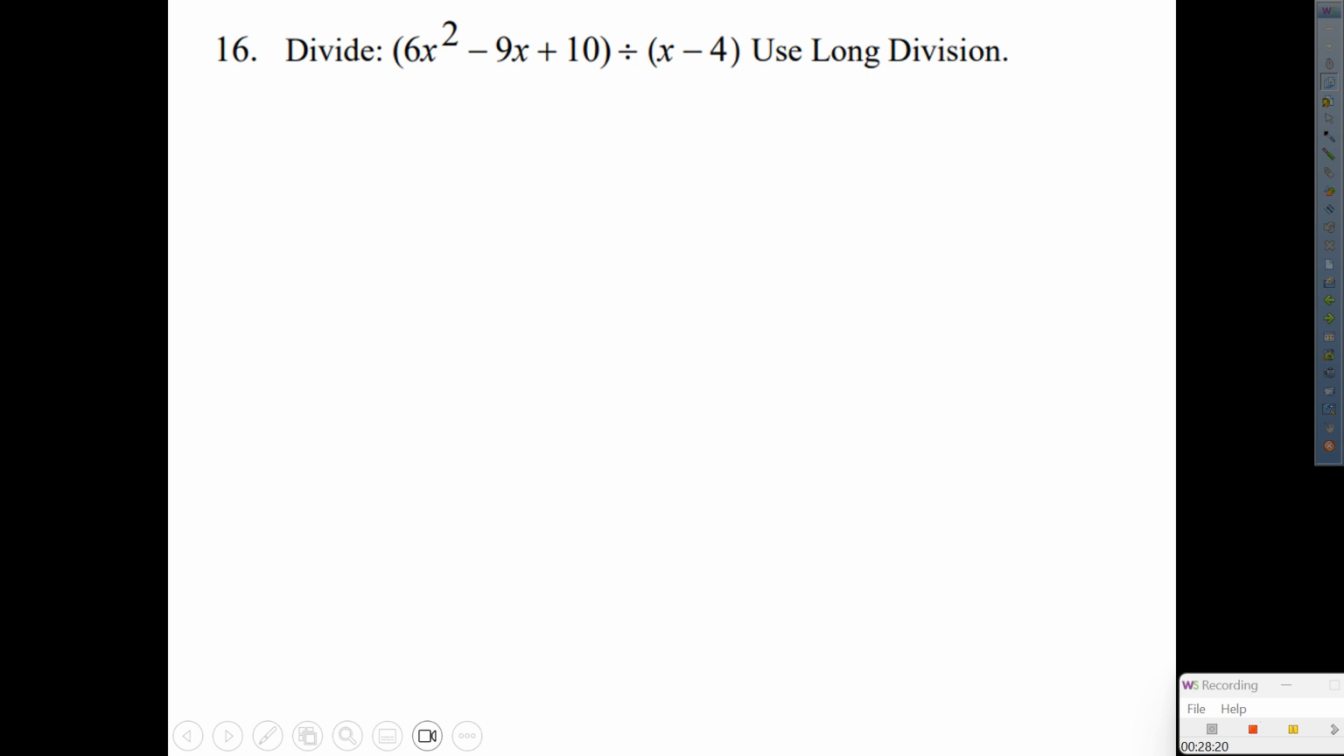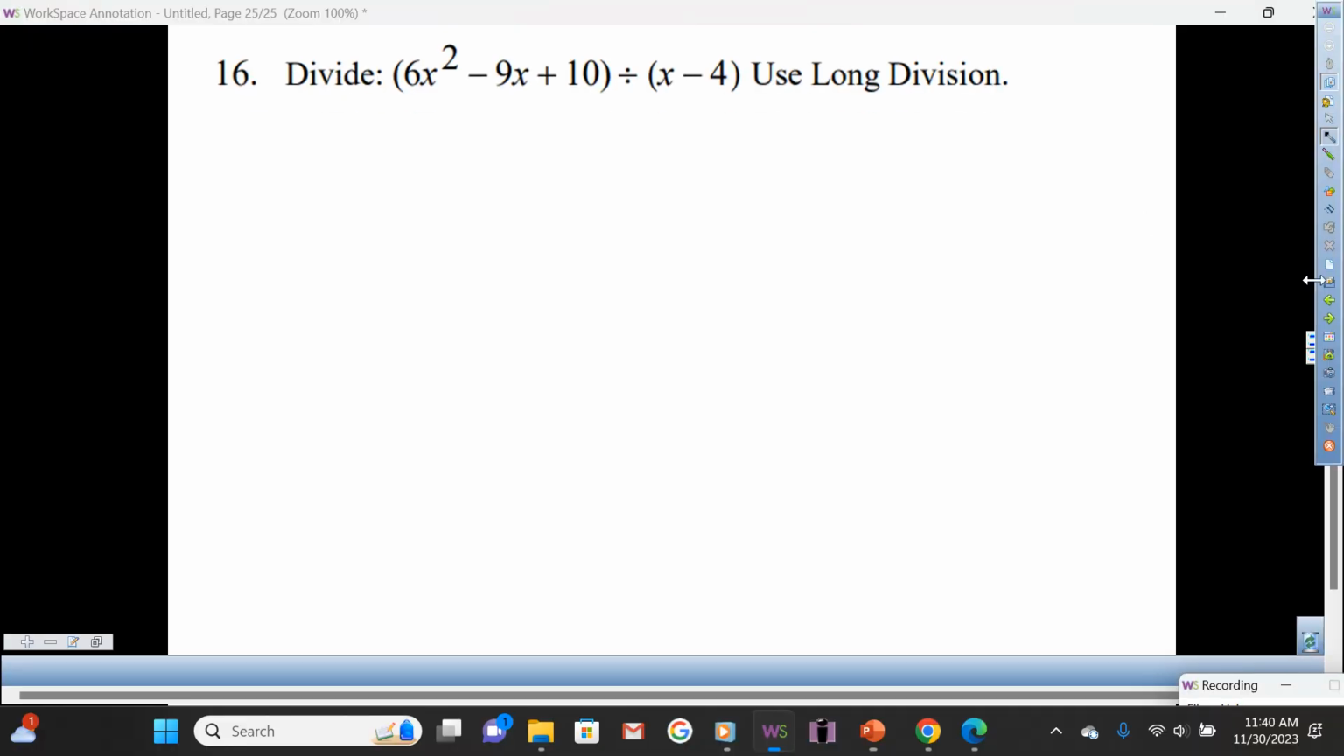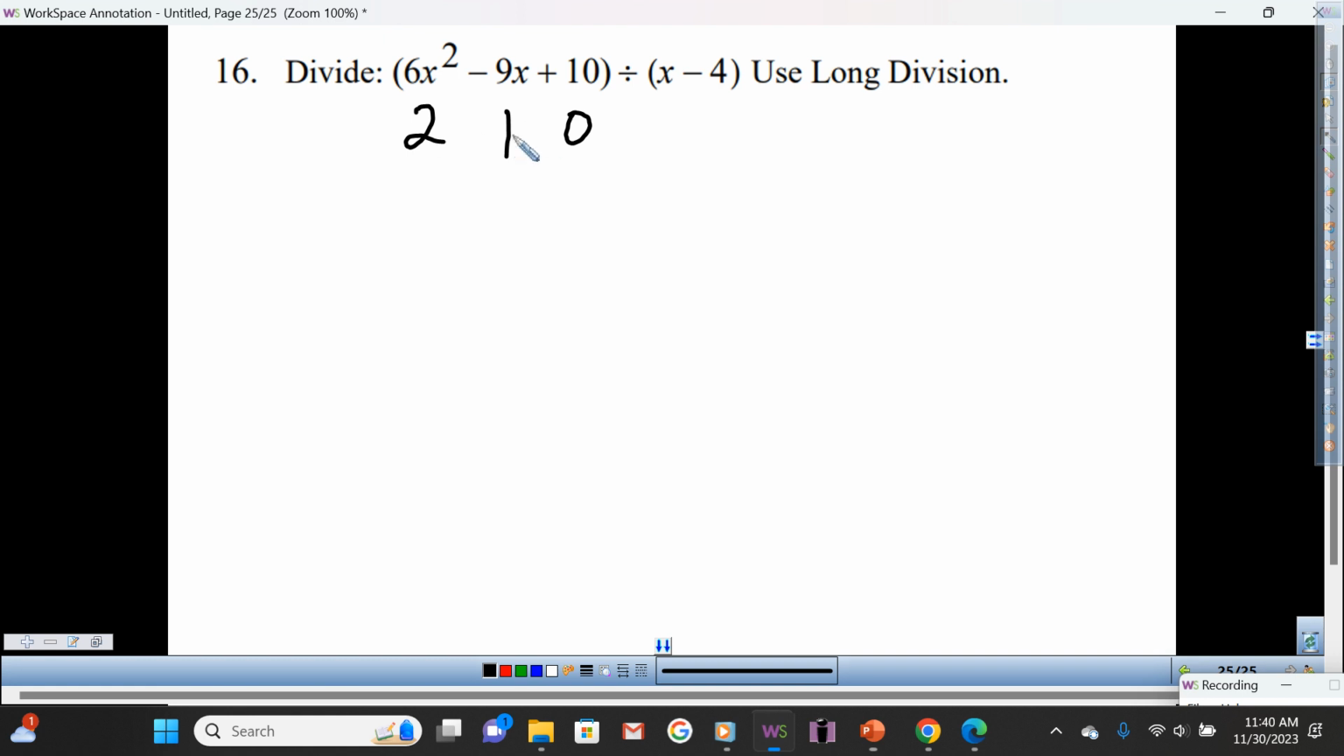It says divide using long division. Divide using long division, our favorite. All right. So here we go. Long division, what are the first two things we check for? Well, let's check to see if it's in standard form. So let's see. First thing you check. What is the degree of this one? 2, this one. And 0, is it in standard form? Yes. Is there anything missing in between? No. Let's check this one. First degree, 0 degree, is it in standard form? Yes.